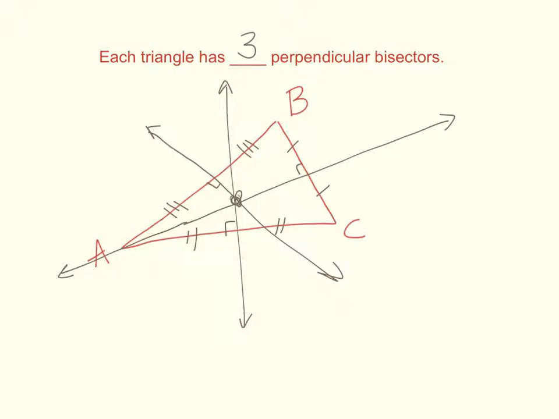The point where all 3 of the perpendicular bisectors meet is called the circumcenter. Let's write that again.